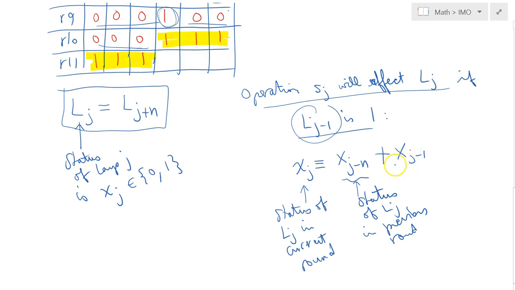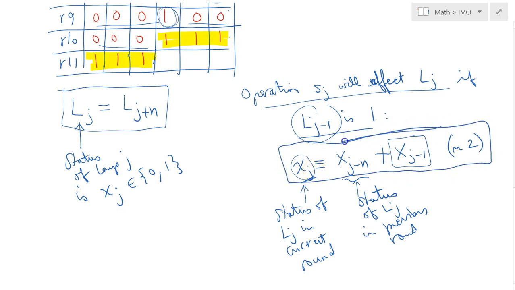Now, why is this true? So mod 2. Why is this true? Because if the previous lamp is turned on, it will have an effect. If the previous lamp is a 0, then it will have no effect on x sub j. So we will not operate on lamp j. But if it happens that the previous lamp is 1, then it will have an effect on the current status of our lamp. And that's the governing recursion rule for the whole procedure.